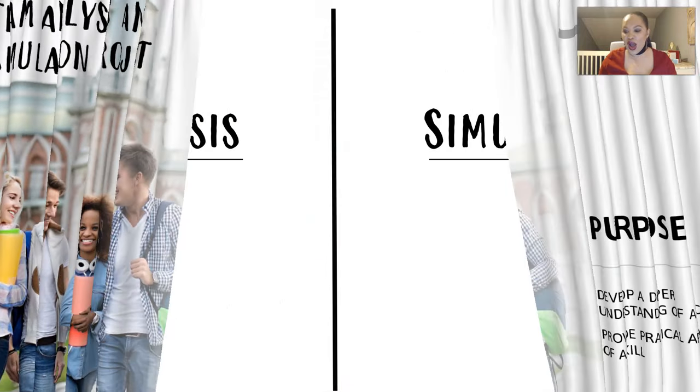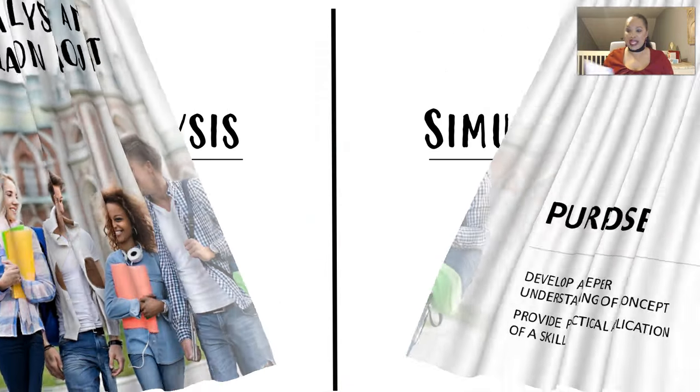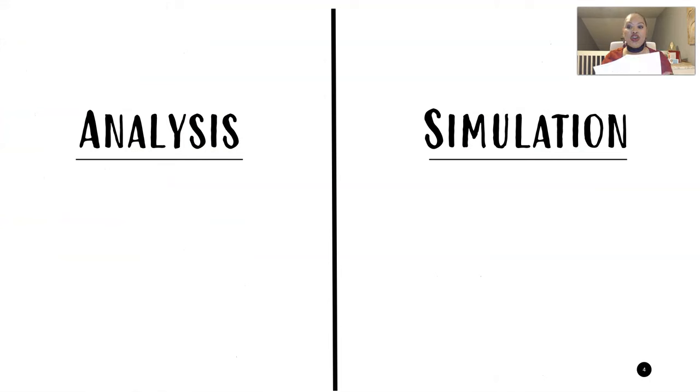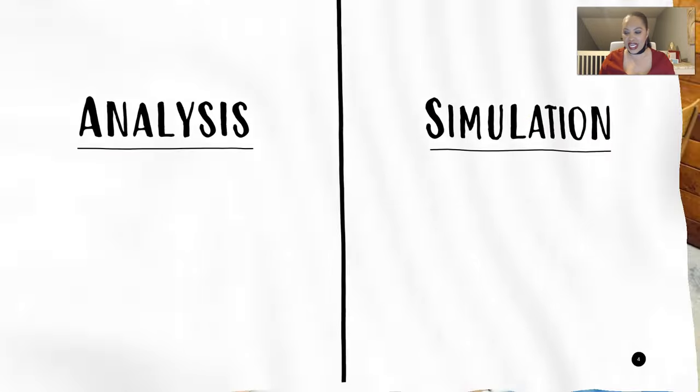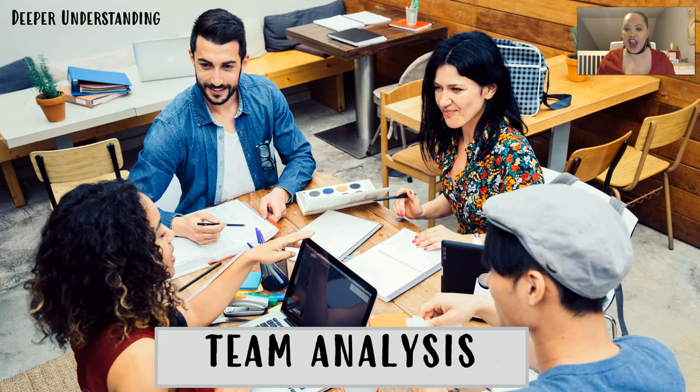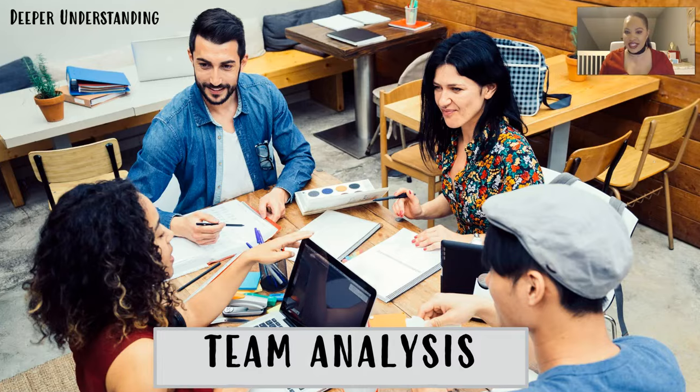All right, so get out that sheet of paper that you're going to need, and I want you to write analysis on one side, and simulation on the other side. And you're going to be taking notes on that sheet of paper. The analysis portion is the first part of this project, and it is where the deeper understanding occurs, because before they can apply the skill, they have to understand it.